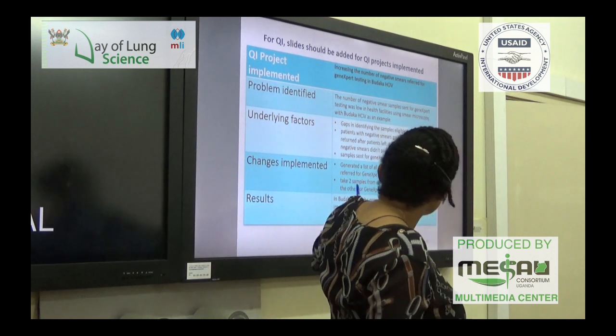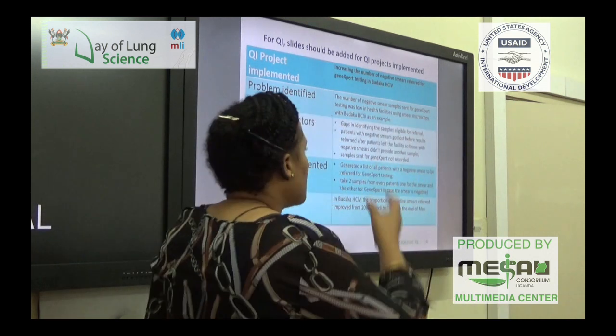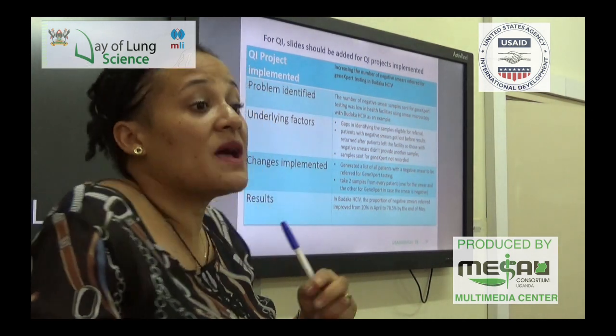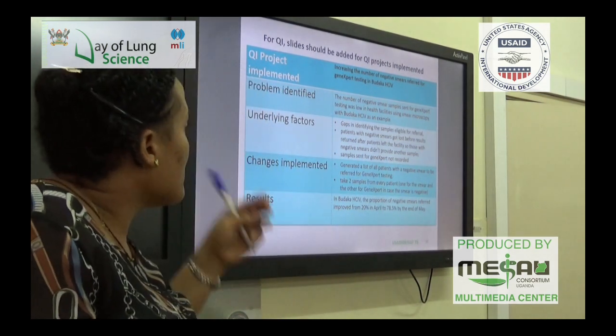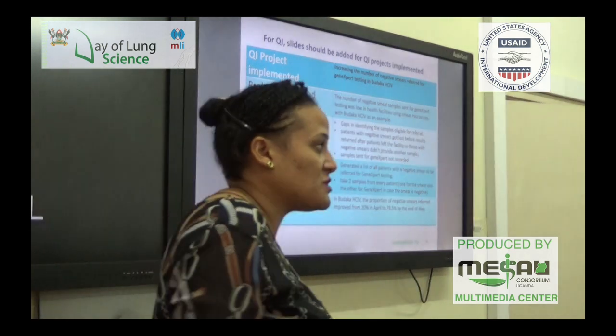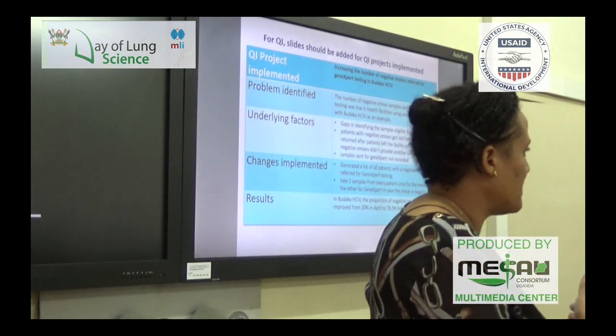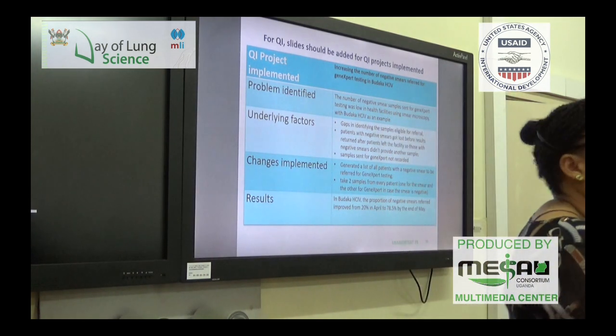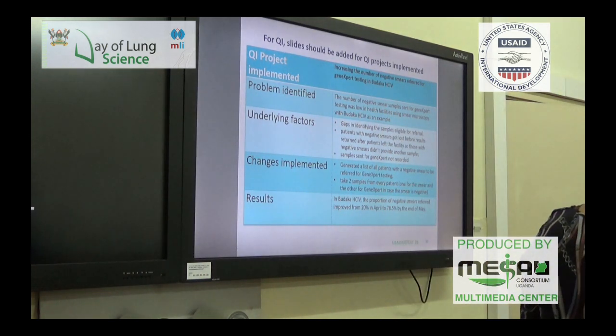So the changes that they implemented were to generate a list of patients with a negative smear to be referred for gene expert testing. And then take two samples from every patient, one for the smear and the other for the gene expert, so that if your results come back and they are negative, I still have a sample that I can send for gene expert without asking you to either come back or to wait at the facility until the results have come back.